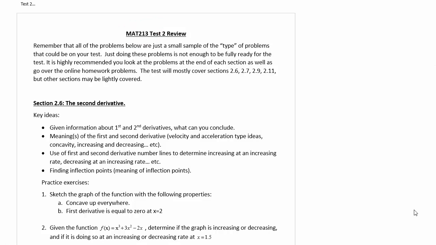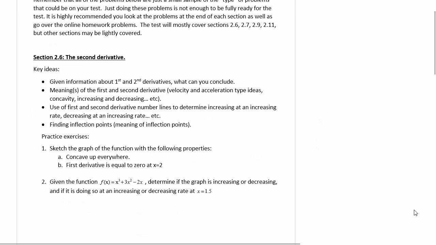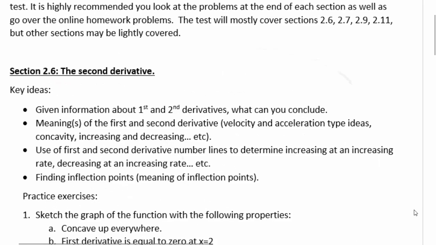Okay, so 2.6. What were the big ideas out of there? Well, we were talking about mins and maxes. We were talking about finding optimal profits and costs and all those kinds of things. And those really came into the word problems, but it was that idea. So what do you expect? Well, I'm going to tell you right now. We always give you how do you tell if this is a min or a max given information? So, given information about the first and second derivative, what can you conclude?